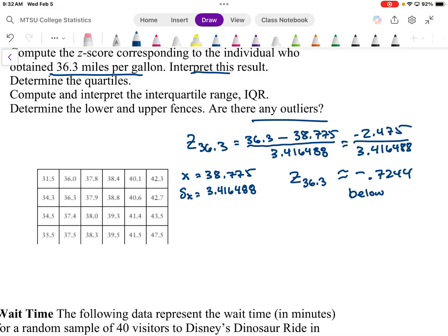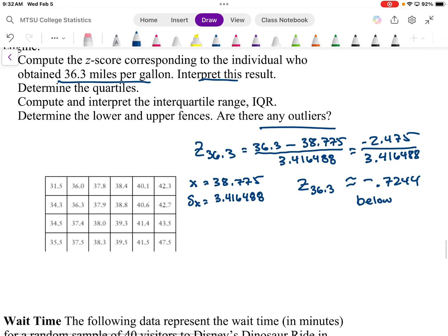We would say that the individual who obtained a 36.3 miles per gallon was, negative, was 0.7244 standard deviations below the mean, is what we would go through and describe as a sentence.